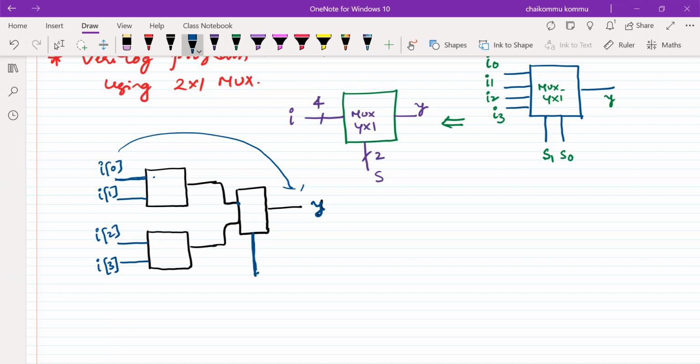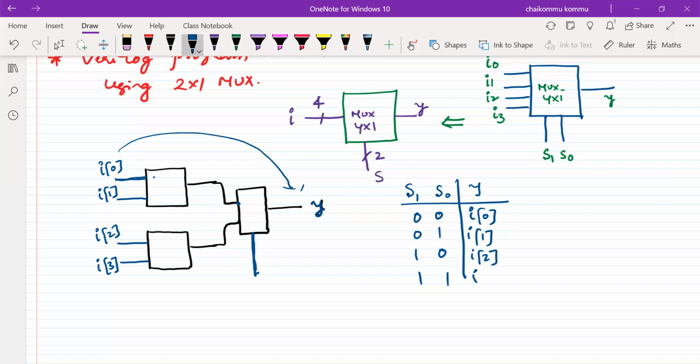Okay, so let us write a test bench, this one. For example, S naught, S naught, S1, S naught. For example, Y 0 0 0 1 1 0 1 1. Okay, this is called I of 0. This is I of 1. This is I of 2. This is I of 3. Right. So therefore, if I naught is selected, that means I naught must be selected, means this will be connected at this point, right?